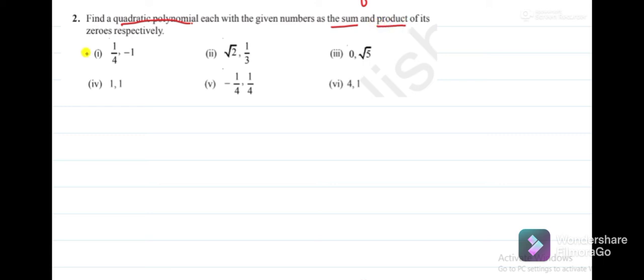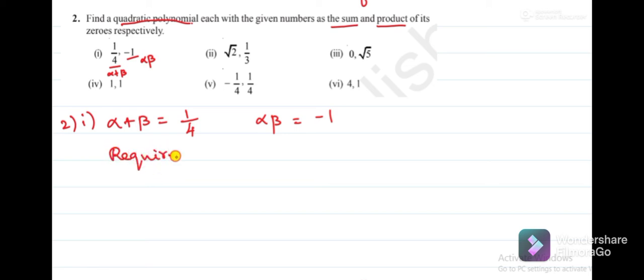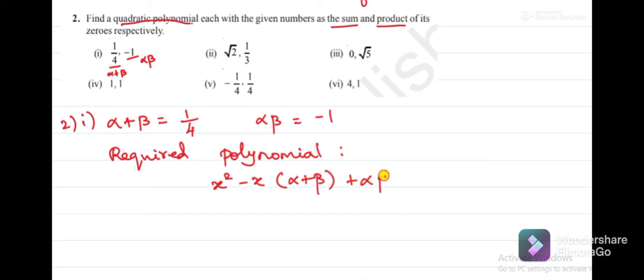Next we'll move on to question number 2. Find a quadratic polynomial each with the given numbers as the sum and the product of its zeros respectively. So sum of the zeros is given as 1 by 4 and product of the zeros is given as minus 1. So alpha plus beta is 1 by 4, alpha into beta is minus 1. The required polynomial can be obtained by writing x squared minus x into alpha plus beta plus alpha beta equal to 0. Let us put the sum of the zeros and product of the zeros in this polynomial. So sum is 1 by 4 and product is minus 1.